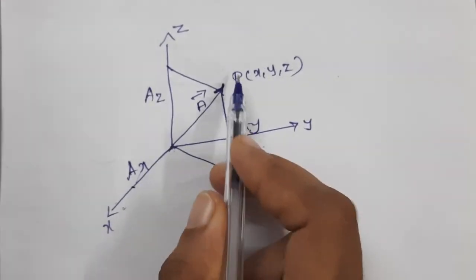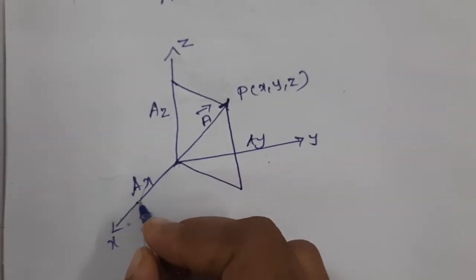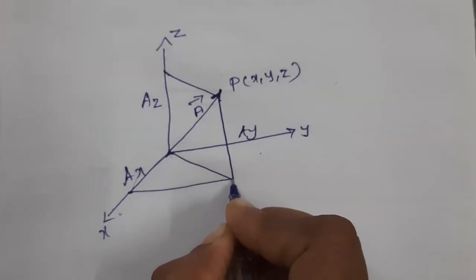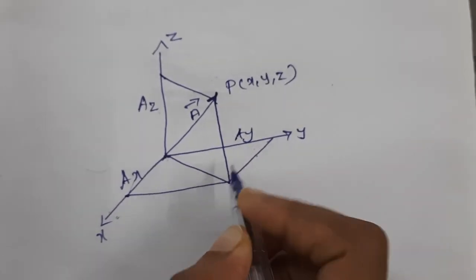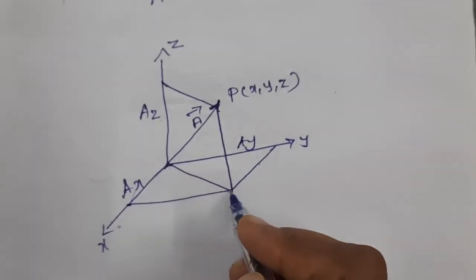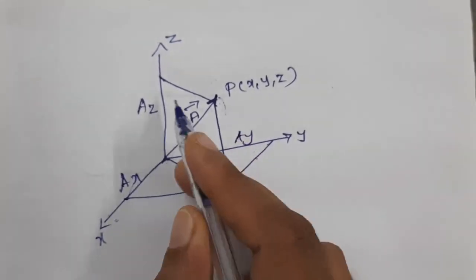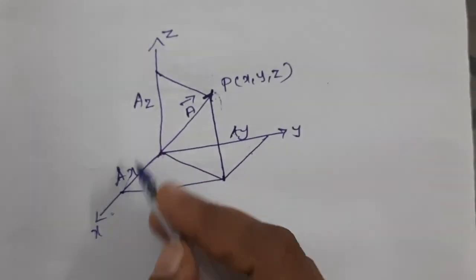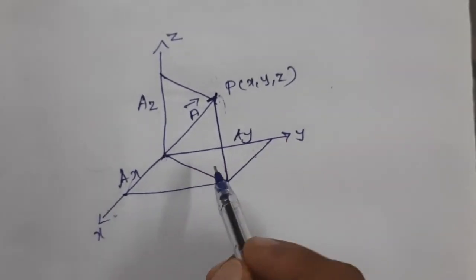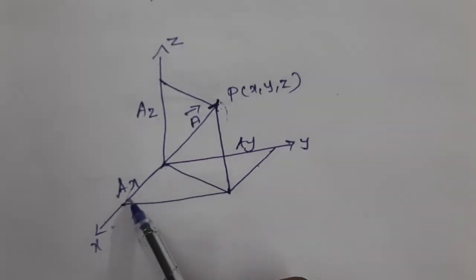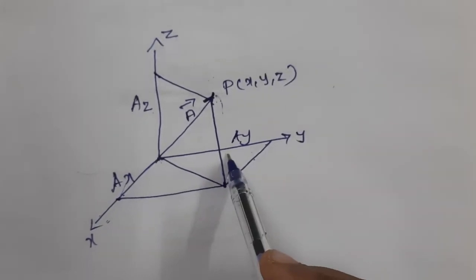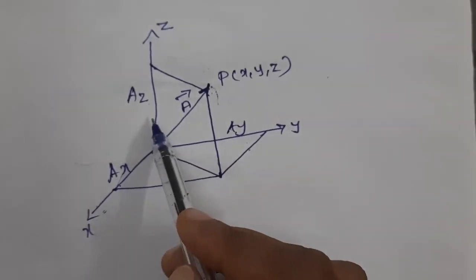So for this position, this is the y distance, this is the x distance, and this is the z distance of this position. So this is a three-dimensional Cartesian coordinate system. We can resolve the A vector into three components: ax i cap plus ay j cap plus az k cap.